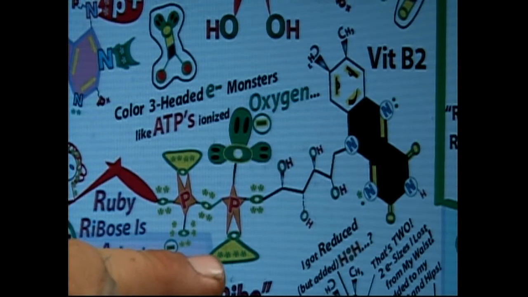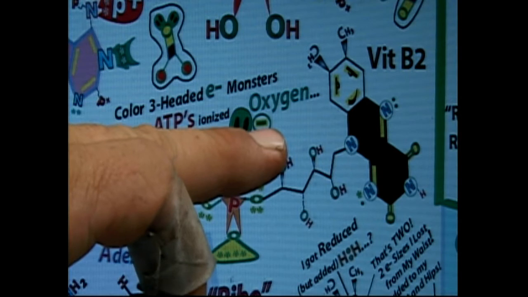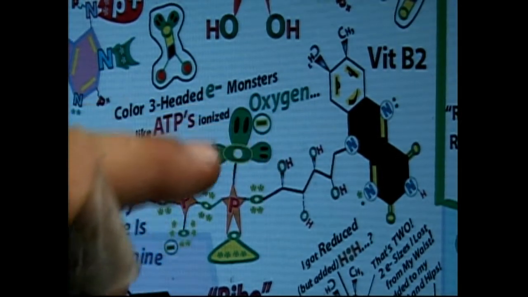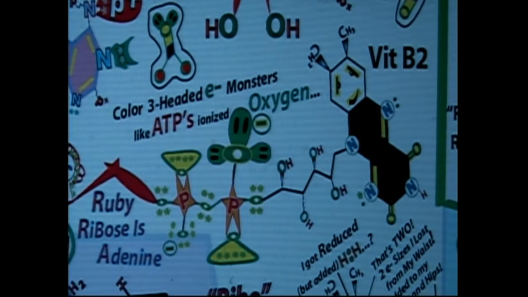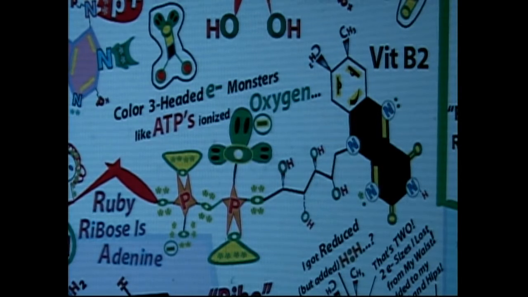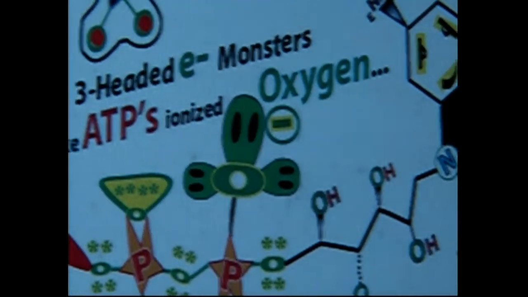Double bound O gets 2 electron pairs out there. But this one, having the negative charge, means it's got the extra electron. You got 3 lone pairs on that oxygen. So I call that the three-headed monster. So we can get a close-up of that. It's a three-headed monster.